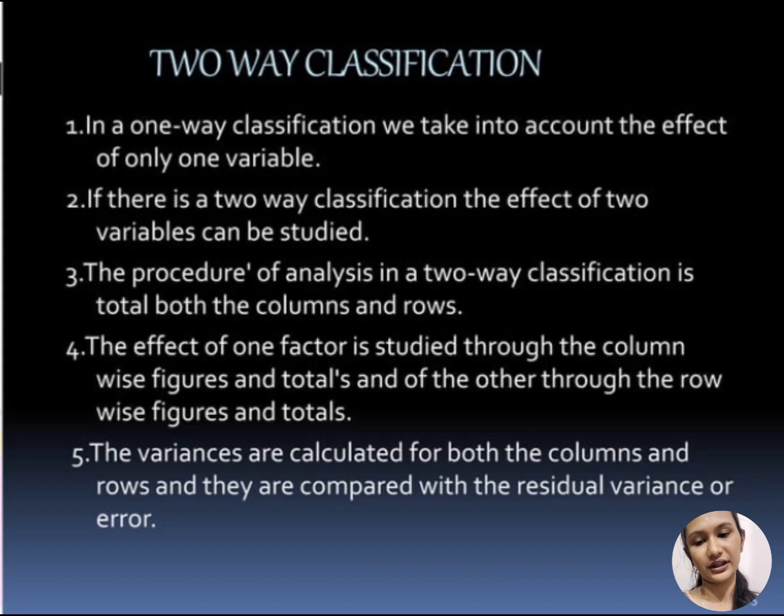Moving on to two-way classification. In one-way classification, we take into account the effect of only one variable. In two-way classification, the effect of two variables can be studied. The procedure of analysis in two-way classification is to total both the columns and the rows. The effect of one factor is studied through the column-wise figures and totals, and the other through the row-wise figures and its totals. The variances are calculated for both columns and rows, and they are compared with the residual variance or the error.